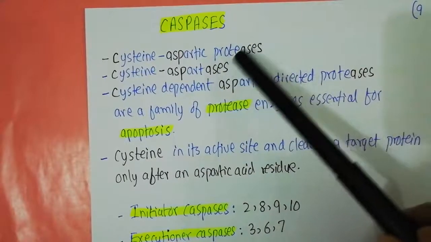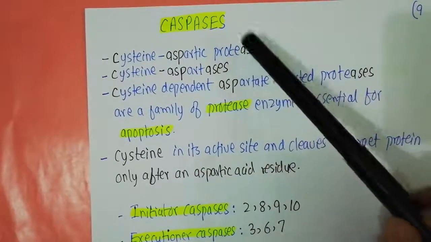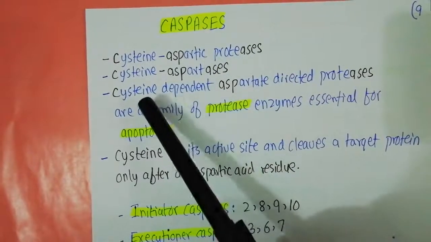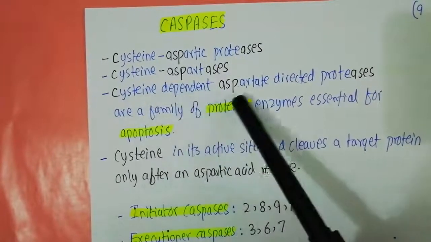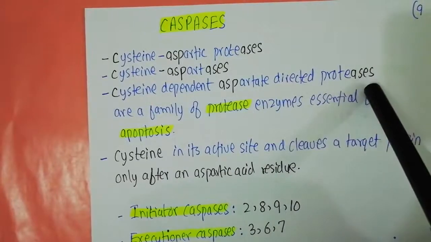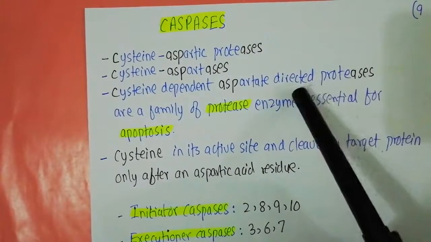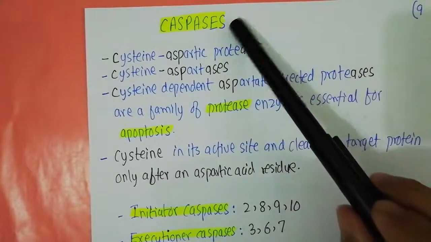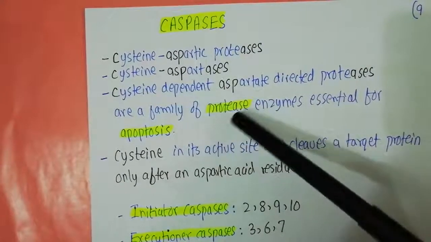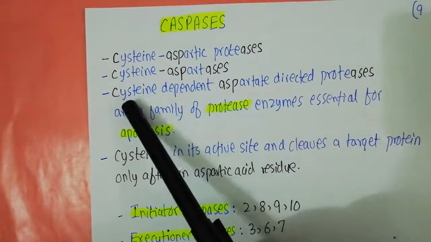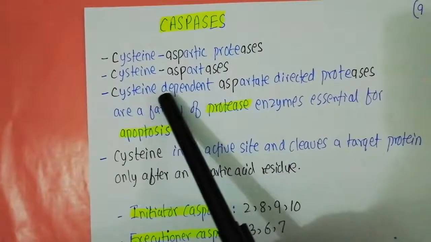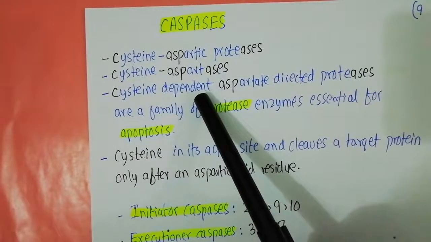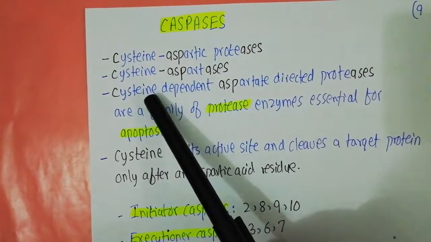But these two names are not giving you any clear idea why they are called the caspases. This third name, which is the cysteine-dependent aspartate-directed protease, actually gives you a very clear idea why these proteases are called the caspases. So let us discuss this in a little bit of detail. The first thing is that these particular proteases are cysteine dependent. That means that their activity is dependent on the cysteine amino acid.